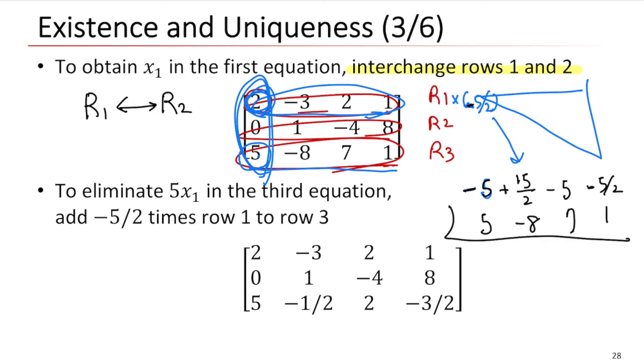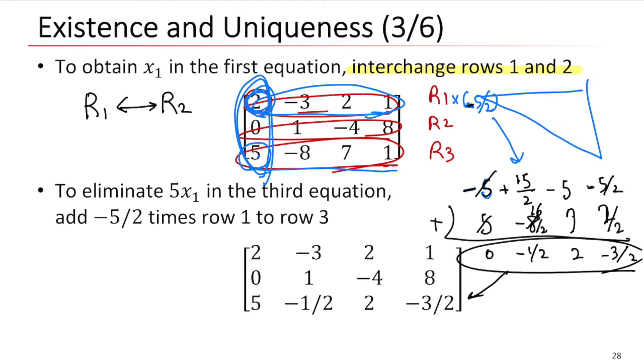Anyway, so this is the original matrix, and it should be 0, it should be 13, so it should be negative 1 over 2. Here it should be 2, and it should be what? Negative 3 over 2. Okay, so this is the new row 3 here. Oh, actually there is an error, it should be 0. Okay, so what was the row operation in this part? Row 3 can be replaced by the original row 3 plus negative 5 over 2 times R1, okay?